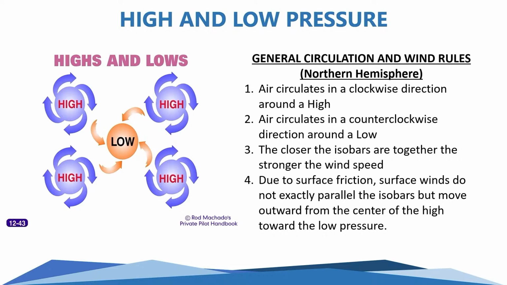Okay, the closer the lines are, the stronger the wind speed. One thing that interferes with how the pressure systems operate is that the closer you get to the ground, there's something known as surface friction. Surface friction could come from either man-made or naturally occurring objects within that vicinity. The surface winds don't necessarily move exactly parallel to those isobars, but the same rules will apply, okay?